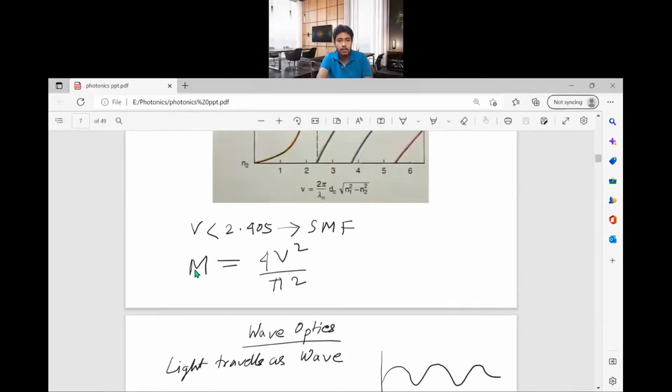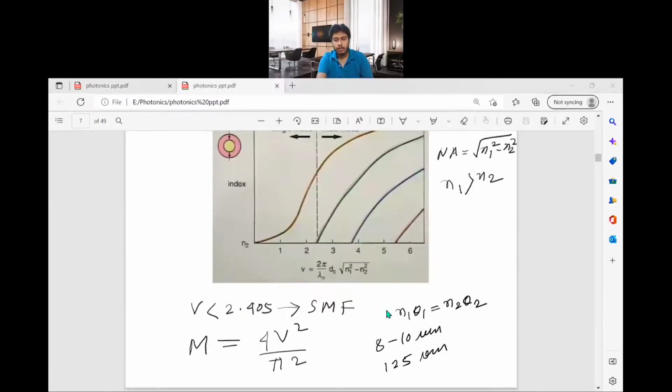And this is the relation of the number of modes with the V number: 4V square by pi square. Lastly, these two things I want to discuss. This is the paraxial approximation we have discussed earlier. For paraxial approximation, Snell's law reduces to n1 theta 1 equal to n2 theta 2, because sin theta 1 is equal to theta 1 as the angle theta is very small. And these are the parameters for a single mode fiber: the core diameter is 8 to 10 micrometers and the cladding diameter is 125 micrometers.